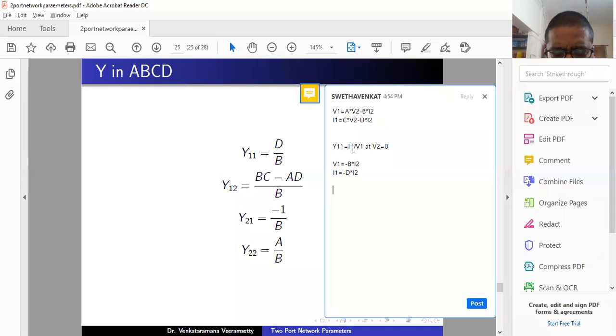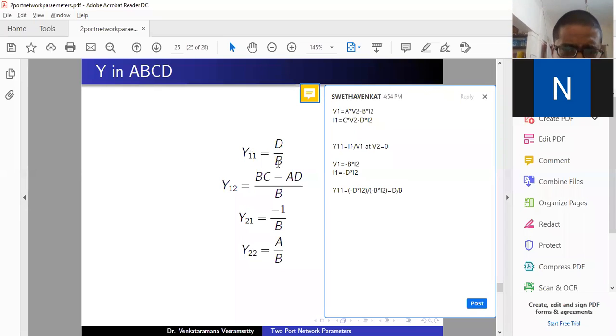Now I want I1 by V1, right? Y11 equal to I1 by V1. So I1 by V1 is minus D into I2 divided by minus B into I2. So that is equal to D by B. I2 would cancel, minus would cancel. So we have D by B. That's it. So Y11 equal to D by B.